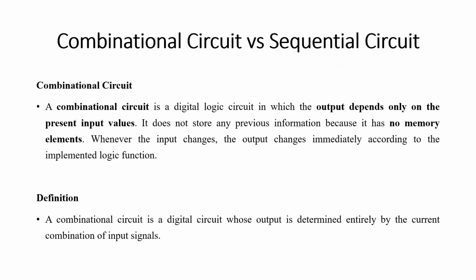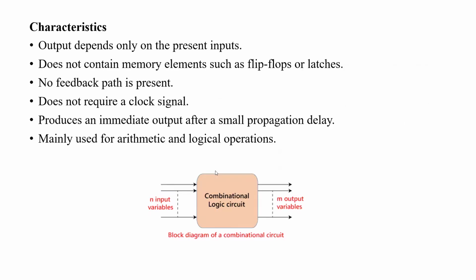Okay, again I'll tell you some theory questions. They will ask for the definition directly and ask whether it is a combinational or sequential circuit. So the definition: a combinational circuit is a digital circuit whose output is determined entirely by the current combination of input signals. So what are the characteristics? Here it's very important that we know them. The output depends only on the present inputs, as we already saw. It does not contain any memory elements such as flip-flops and latches.